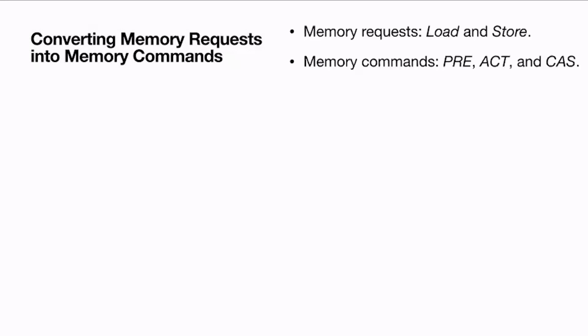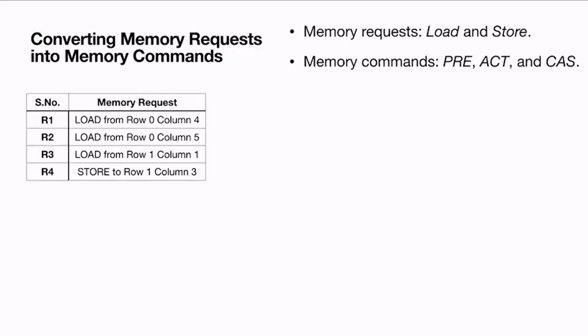The first one is converting memory requests into memory commands. That means a load or a store is converted into pre, act, and cache commands. We'll discuss that with an example here. So memory requests are load and store, and memory commands are pre, act, and cache.